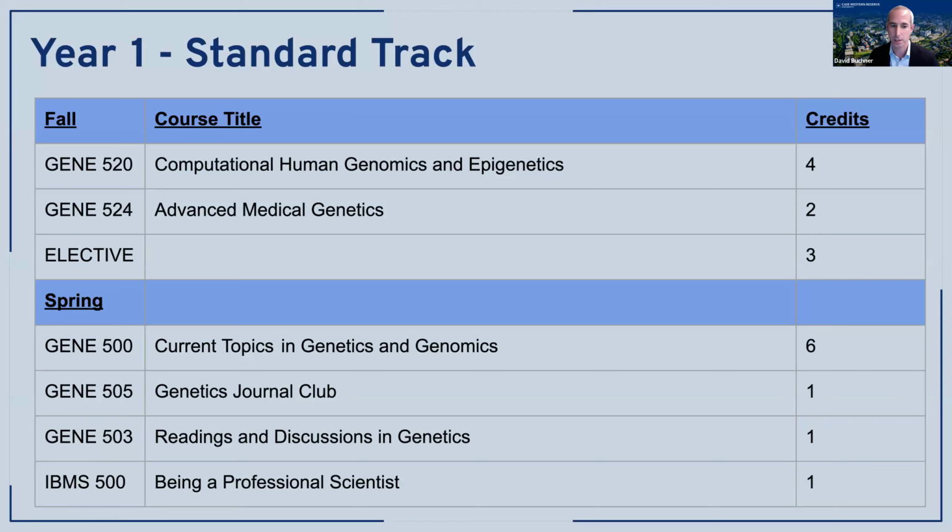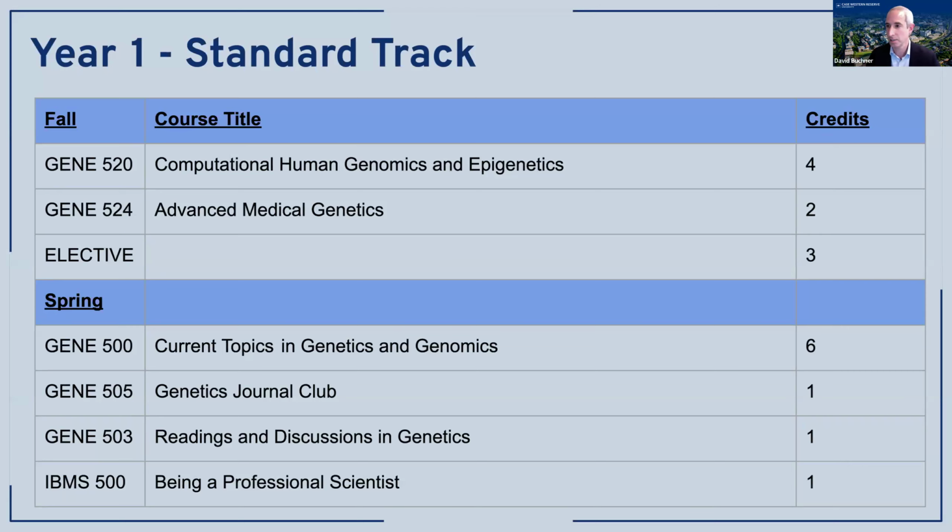The Gene 500, the current topics in genetics and genomics, is really a broad overview, getting into the details of a lot of the hot current topics in genetics and genomics, and also reviewing some of the classical papers in the literature to give a really strong background on classic discoveries in genetics, as well as what's the latest in the research and different things like that.